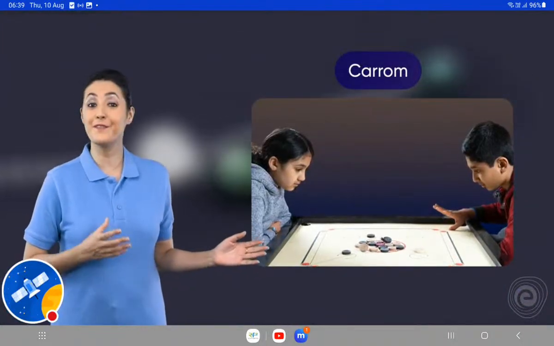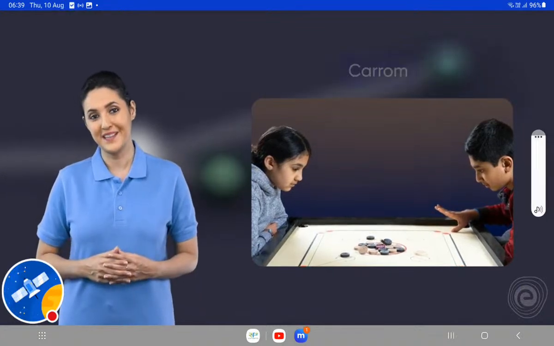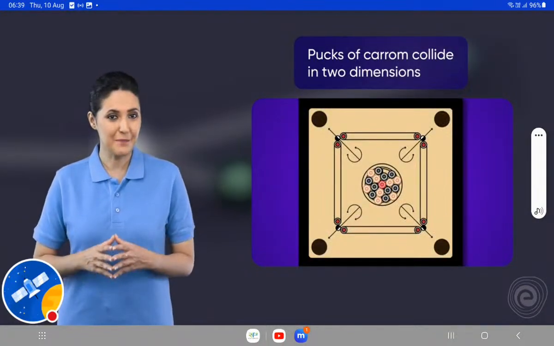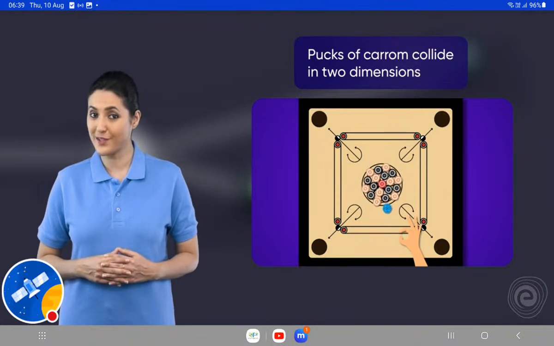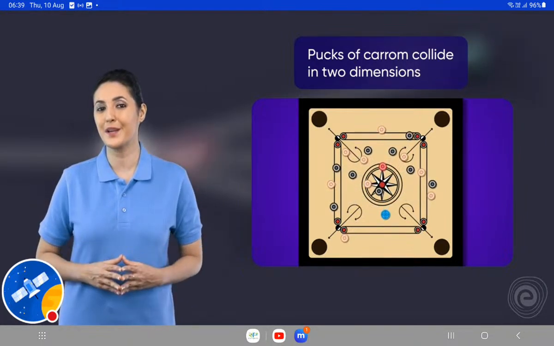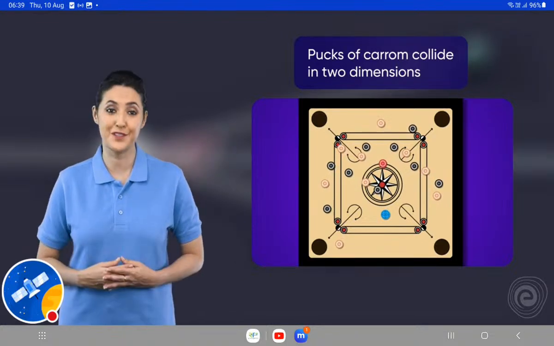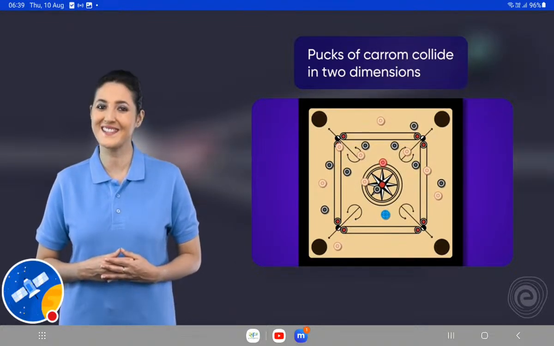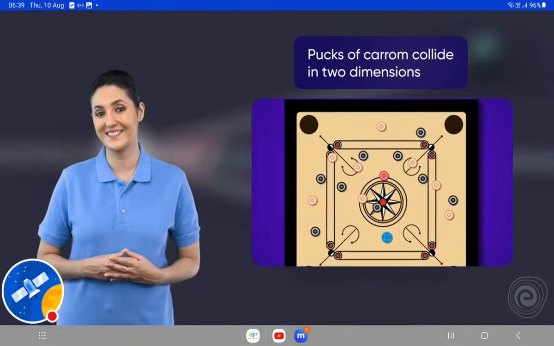Carom is a very popular indoor game. Next time when you play it, combining your skills with concepts of two-dimensional collisions, you might be able to execute even the toughest of shots in Carom. Let's discuss this case in detail here.